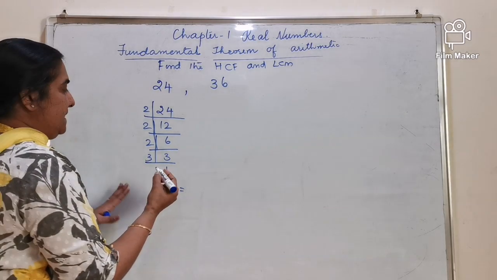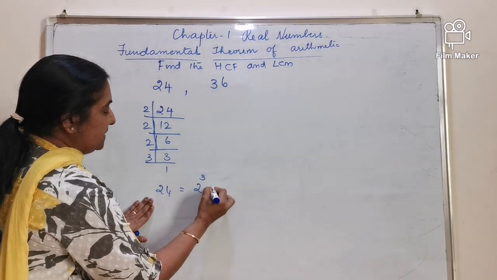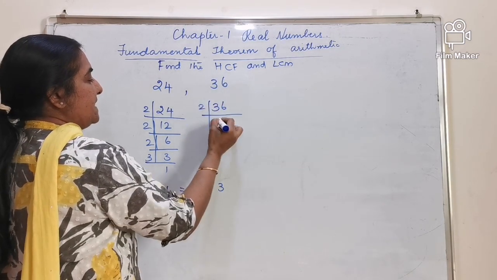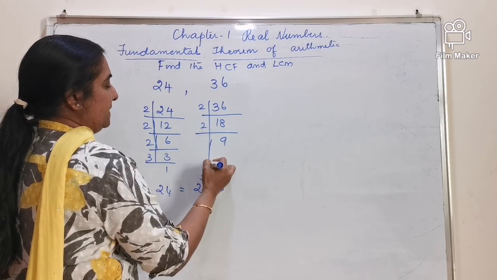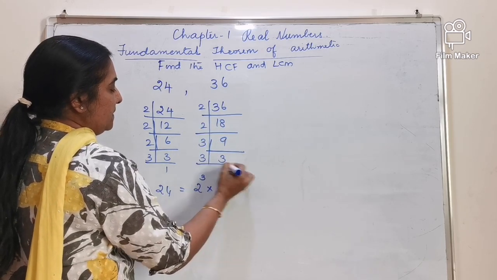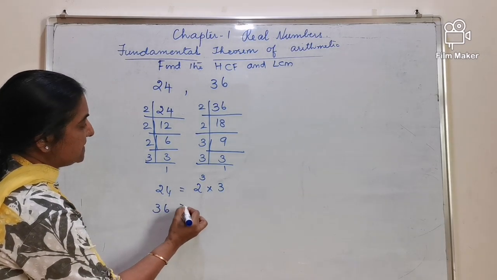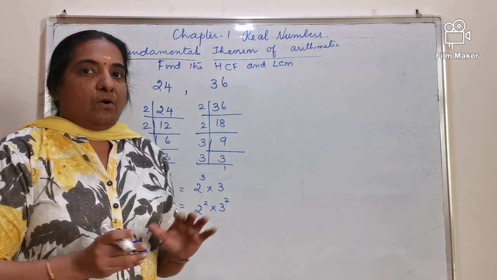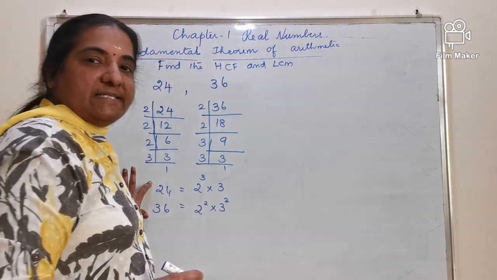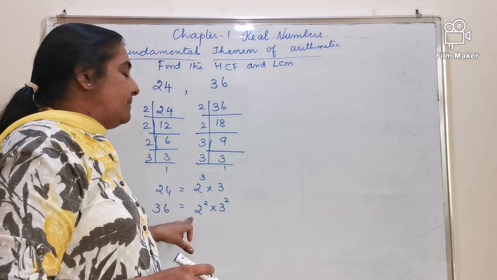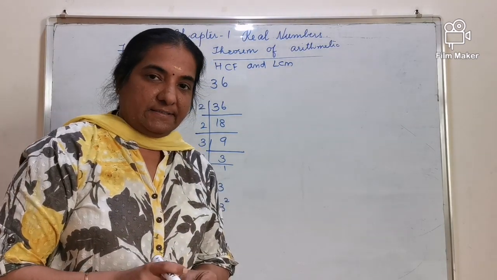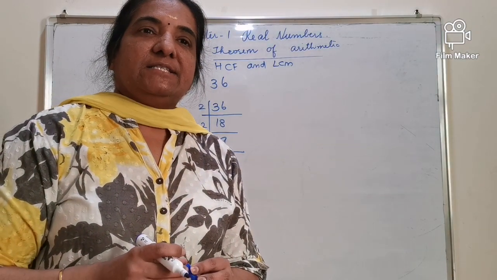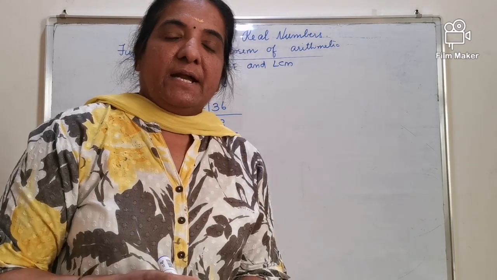24 can be expressed as 2 cubed into 3. 36 you are going to factorize as 18 by 2, 9 by 3, 3, 1. 36 is expressed as 2 square into 3 square. In step 1, you will be factorizing the composite numbers given to you as the product of prime factors. A few students will be able to write it directly, but as a general method, I can give you a tip.